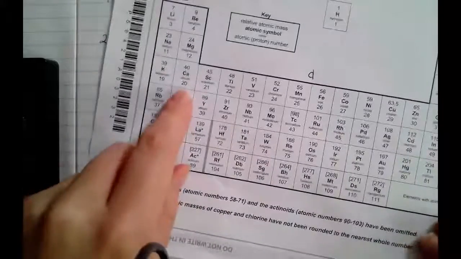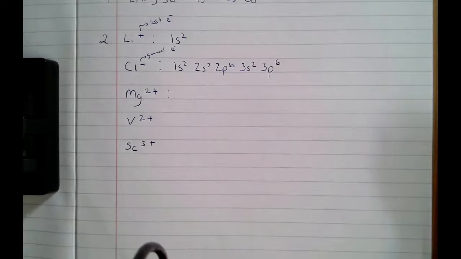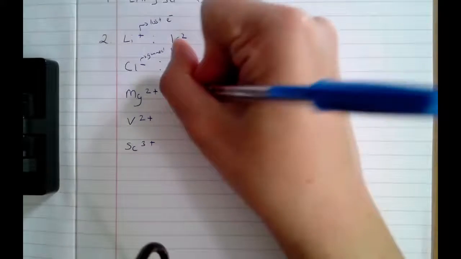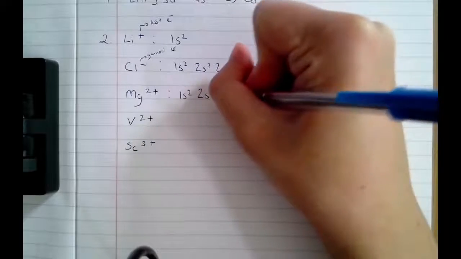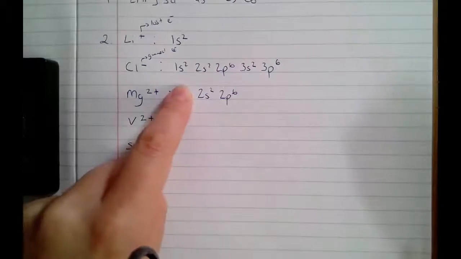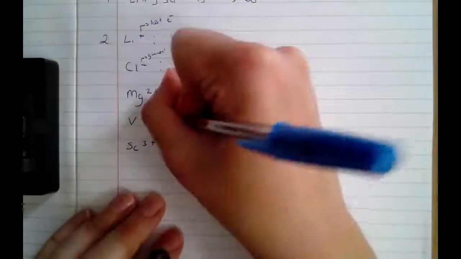Next up, I've got Mg2+. Magnesium has 12 electrons, but because it's got a 2+ charge, that tells me it's lost 2. So instead of having 12, it's now only got 10. So I'm writing the electron configuration for something with 10 electrons. I put 2 electrons in 1s, 2 electrons in 2s, 6 electrons in 2p: 2, 4, 10. They are my 10 electrons.